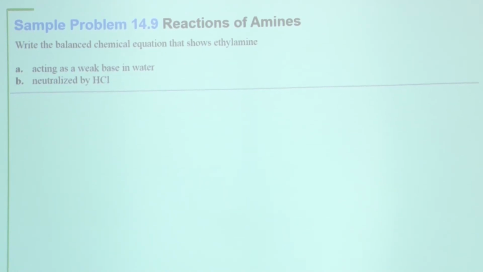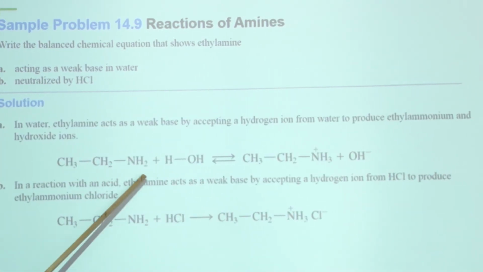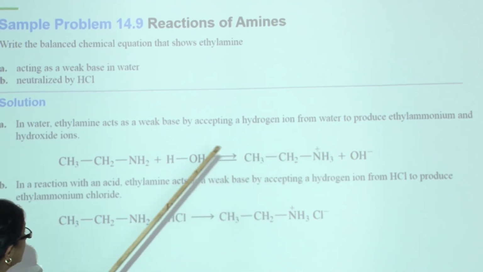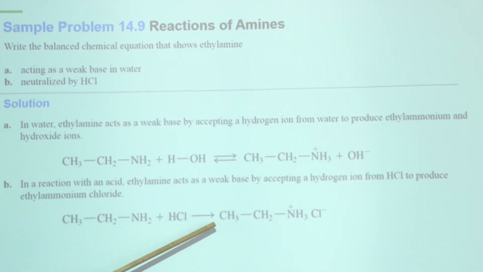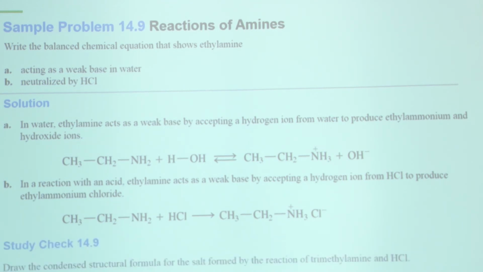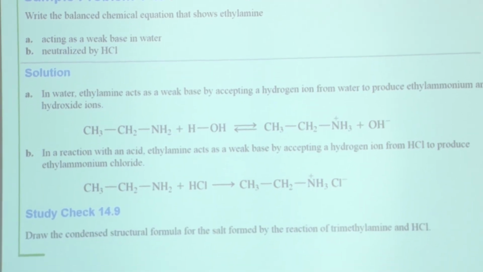Write the balanced chemical equation to show ethylamine, a weak base in water, neutralized by HCl. Weak base in water, liberation of the hydroxyl group, the hydrogen is accepted by the nitrogen because of the presence of the lone pair. With an acid, you get the salt. This is a base-acid neutralization, you get the salt and also water. If you remember, we were looking at the amine salts, and we discussed how the amine salts are used in medicine.